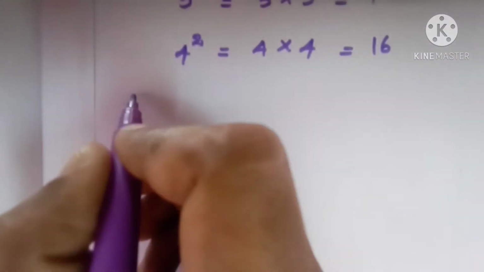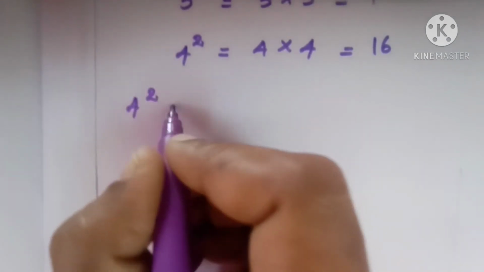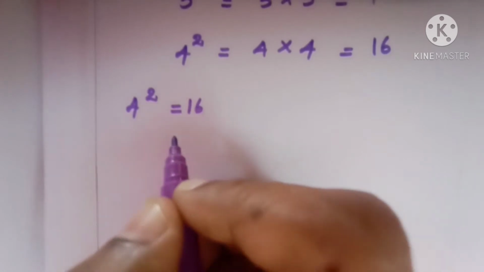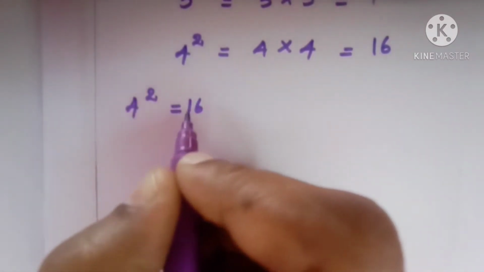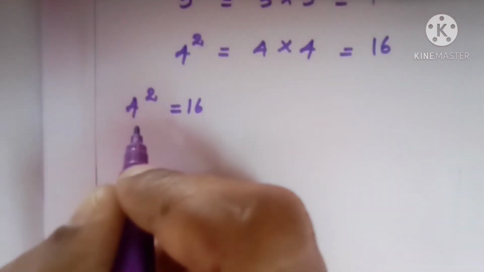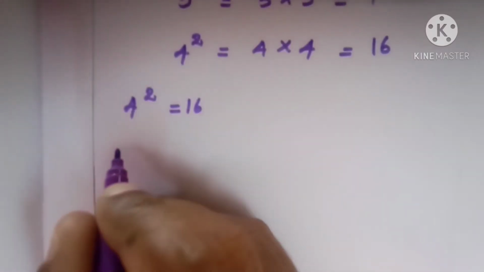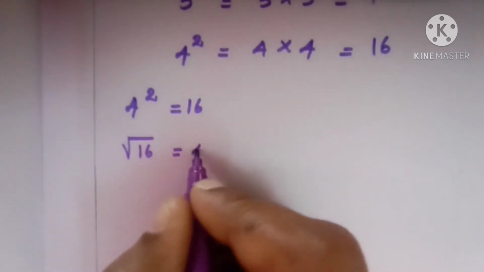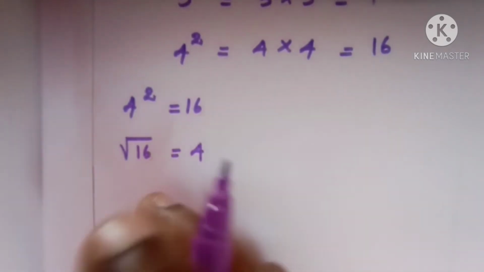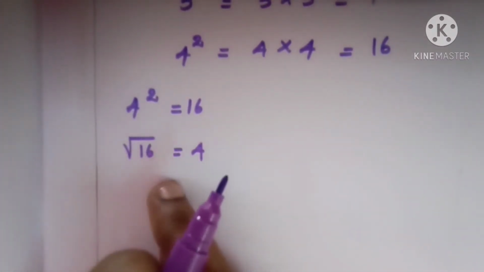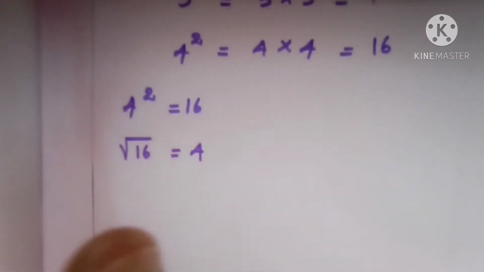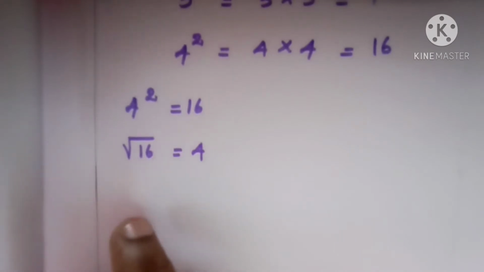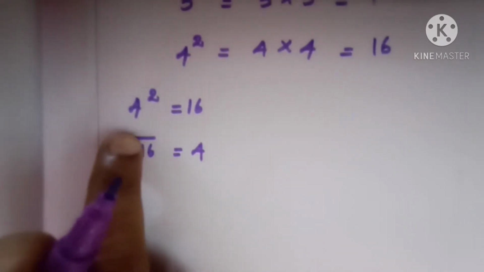Today let us learn the square root of a number. We know that 4 square is equal to 16. Finding the square root of a number is just the opposite operation of squaring it. Then the square root of 16 is equal to 4. A square root of a number is the number that can be multiplied by itself to give the original number. The sign used for square root is this.